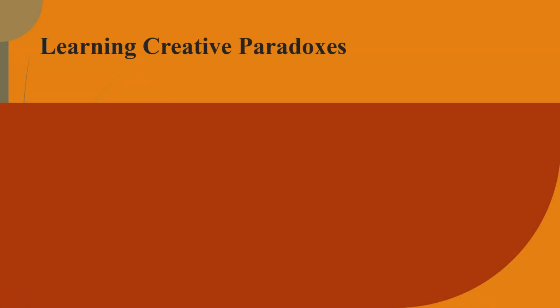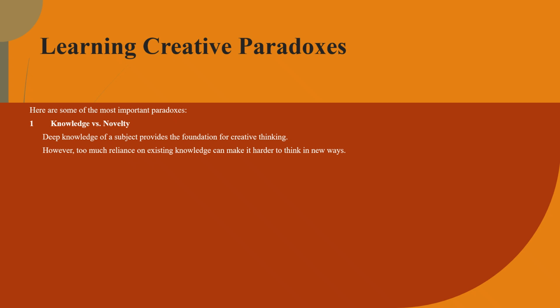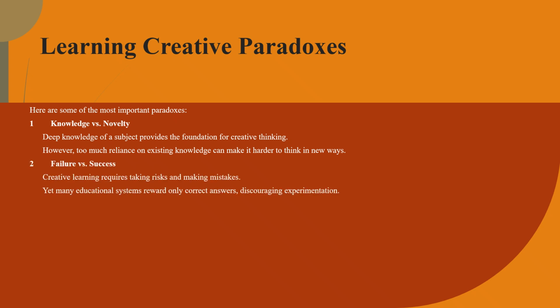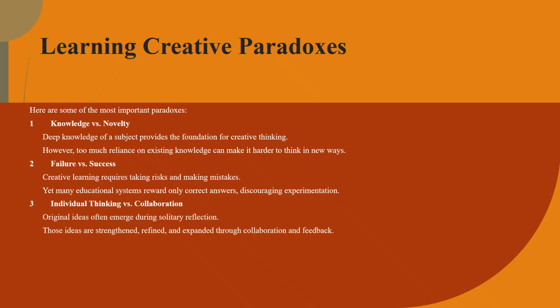Now, let us investigate some creative paradoxes together. First, knowledge versus novelty. Deep knowledge of a subject provides the foundation for creative thinking. However, too much reliance on existing knowledge can make it harder to think in new ways. Second, failure versus success. Creative learning requires taking risks and making mistakes. Yet many educational systems reward only correct answers, discouraging experimentation.